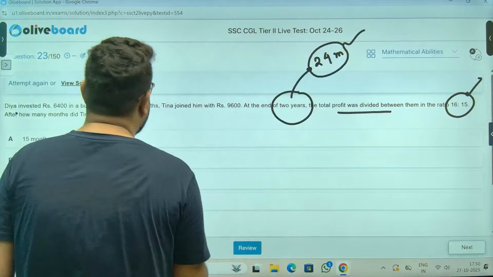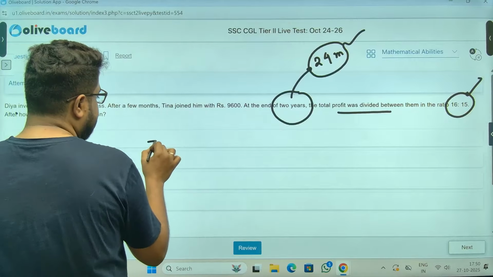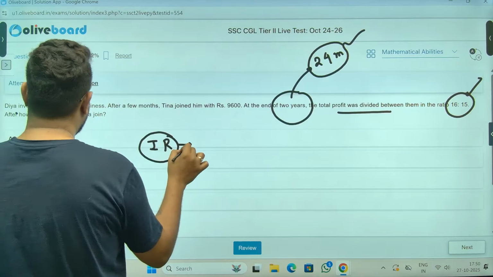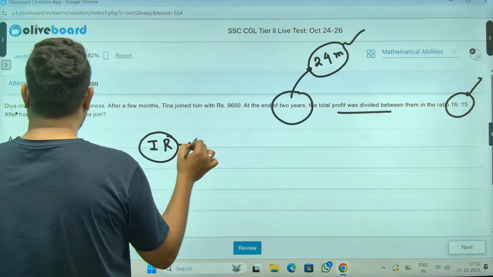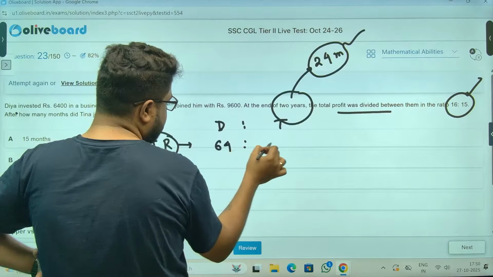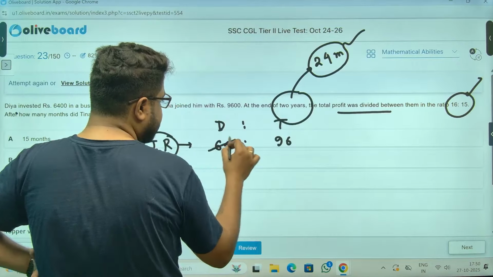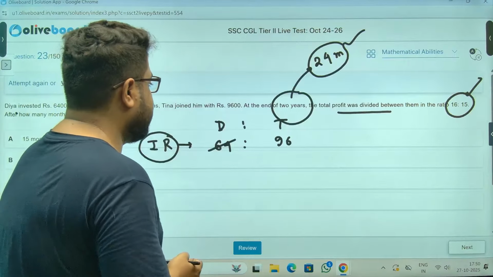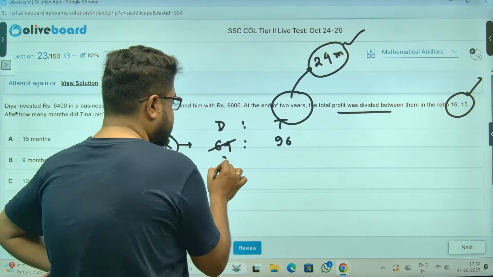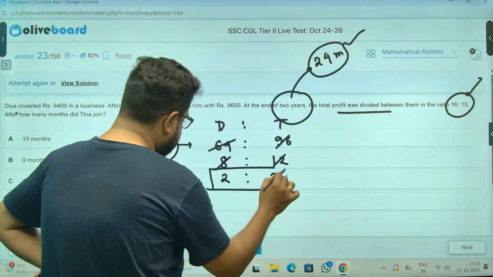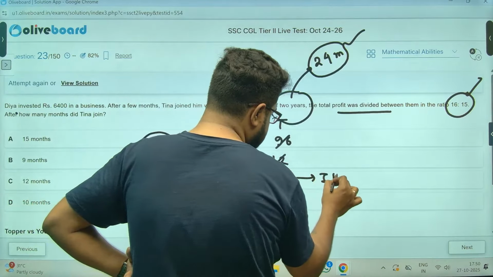Perfect. Sir, let's do a small task. What is the investment ratio between Dia and Tina? Sir, 64 ratio 96. Sir, do it a bit more carefully. 8 8s are this, 8 12s are this. Again, 4 2s, 4 3s. Correct? So this is your investment ratio, sir.